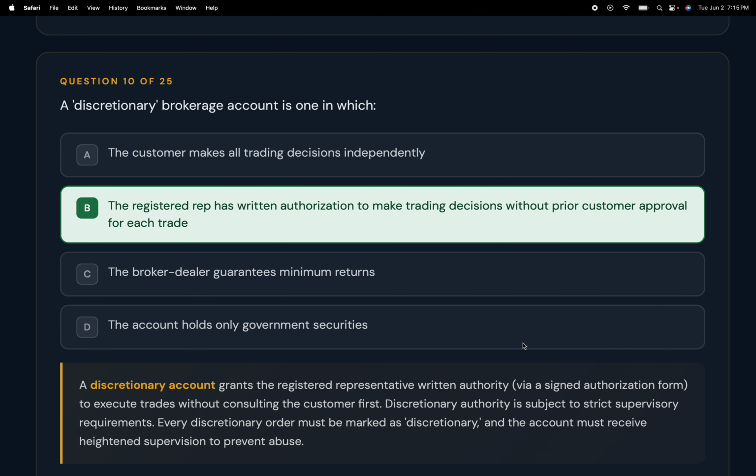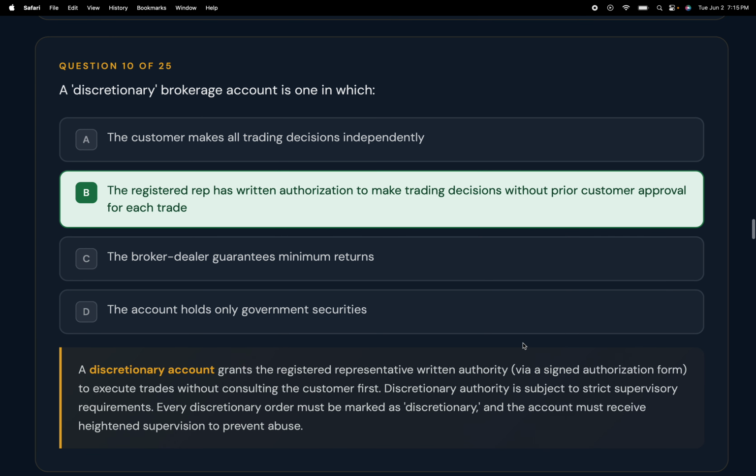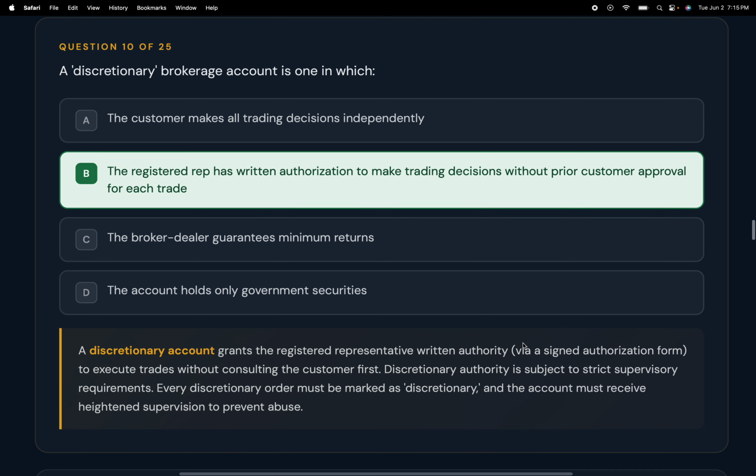But what I want you to know is discretionary equals written authorization. All right, and customer trade without customer approval. Once I got the written authorization, they try to trick you with the oral. That's the key. Make a note. They try tricks with oral. Okay?